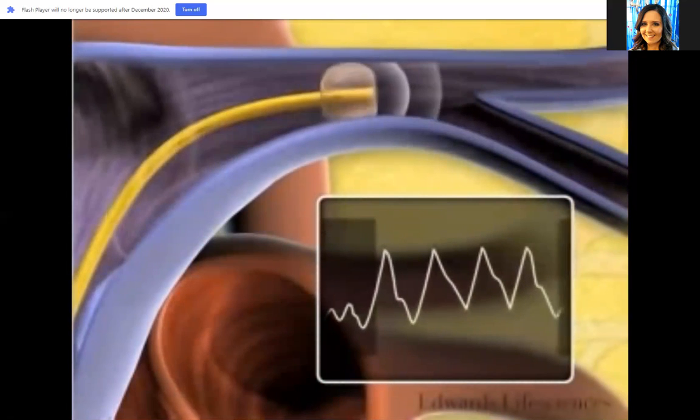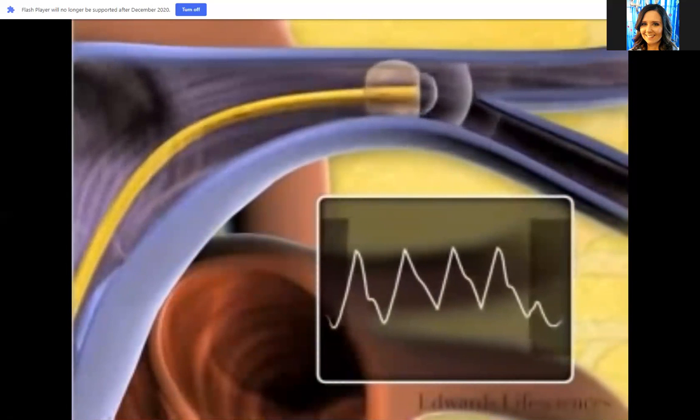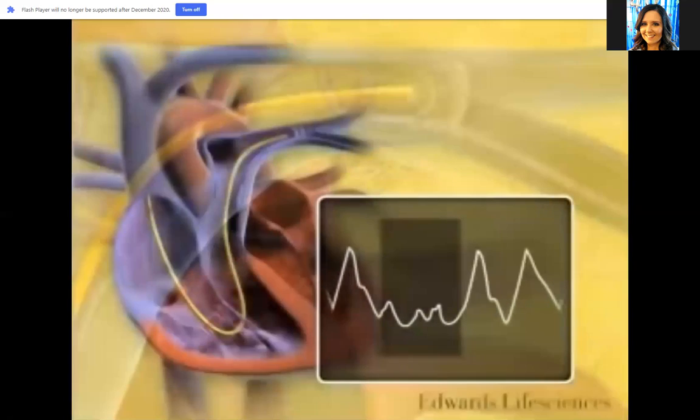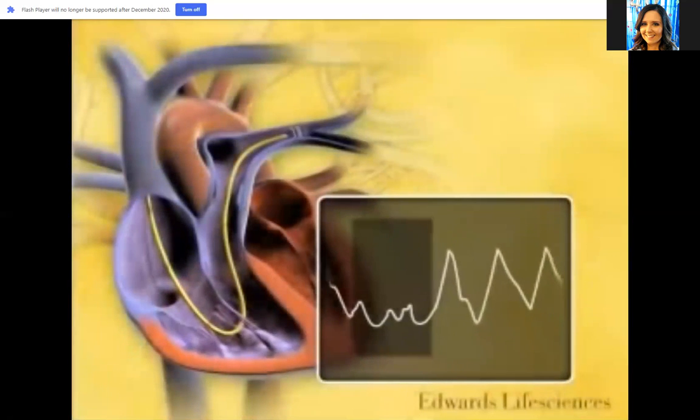You can wedge again just to make sure that you're in the right place. Note the wedge waveform and then deflate your balloon. Remember, we don't want to keep that balloon inflated because it will block blood flow to the pulmonary artery.